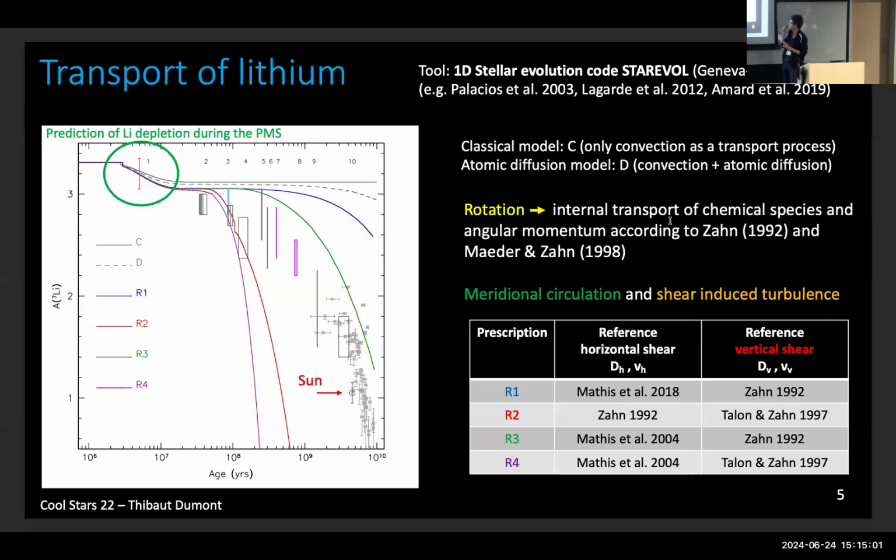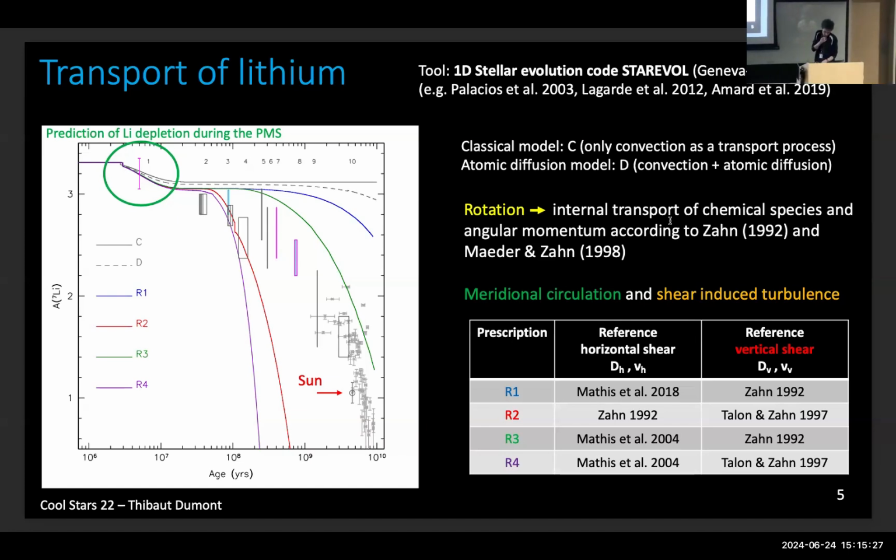But what we can see already is that if you look at the vertical shear, here I'm testing two different ones, and we see that the purple and the red one are very efficient to deplete lithium, whereas the green one and the blue one are a bit better, and actually the green one is almost able to reproduce the lithium depletion. We would just need some additional turbulence in order to be a bit lower.